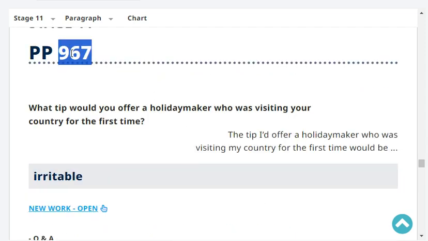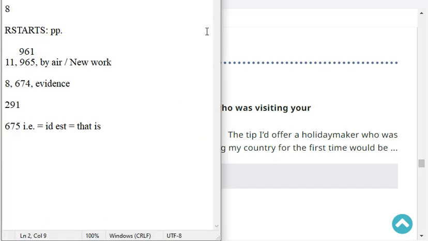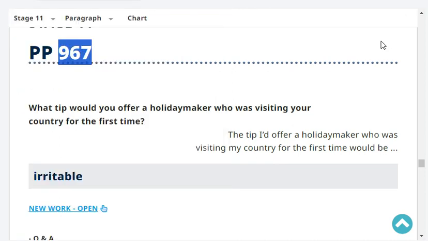The tip I'd offer a holiday maker who was visiting my country for the first time would be... Well, what tip would you give a holiday maker whose first time going to Japan? Bring your smartphone, and a lot of money, right? Yeah, there's a lot to enjoy. Okay, very good.